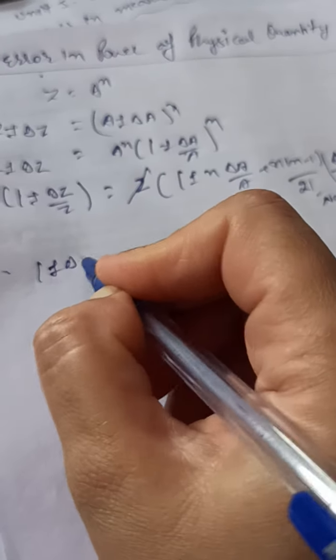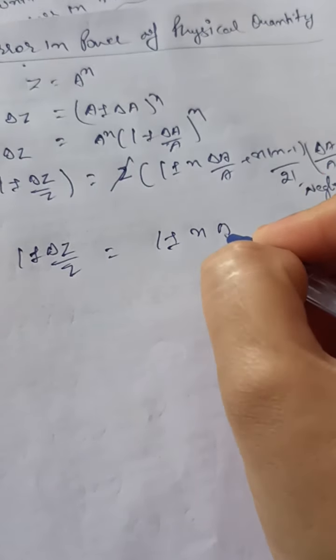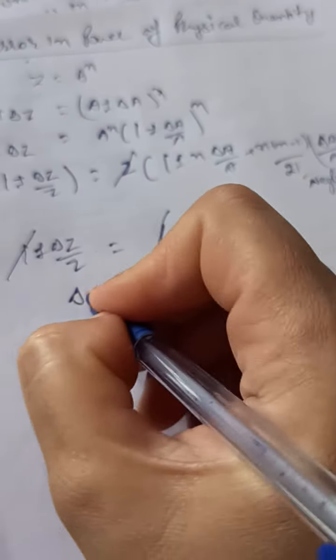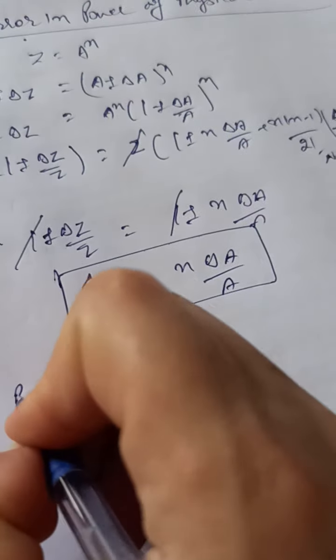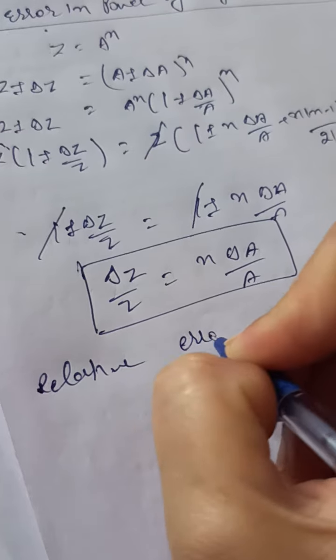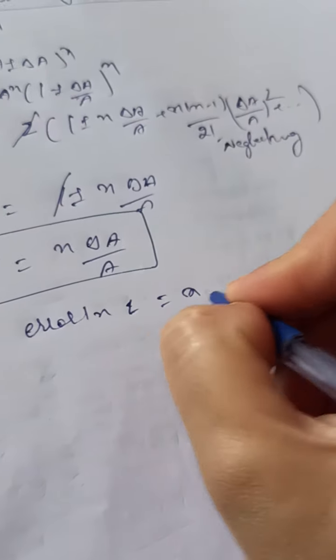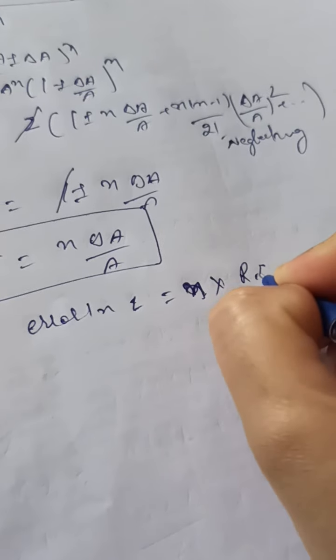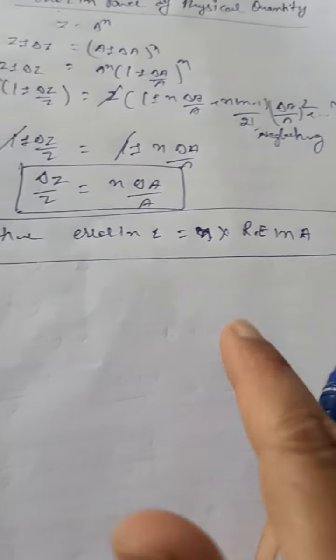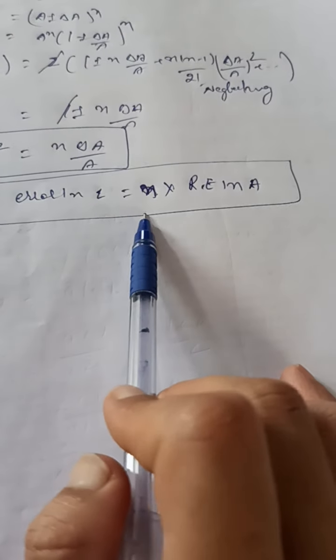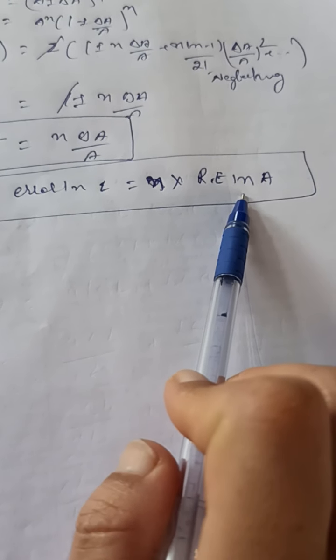Apply the binomial theorem. Higher terms we neglect, and by neglecting the higher terms you will get z goes with z from here, 1 plus minus delta z by z is equal to 1 plus minus n delta a by a, 1 goes with 1, and delta z by z will be equal to n delta a upon a. So the relative error in z will be equal to n times the relative error in a, meaning whenever the result includes a power of a particular physical quantity, the relative error in the answer will be equal to the power into the relative error in that physical quantity.